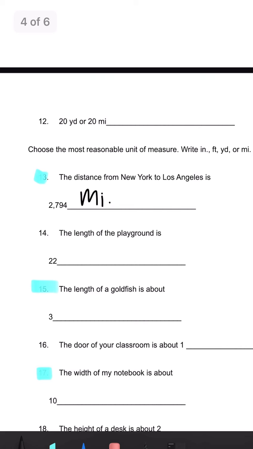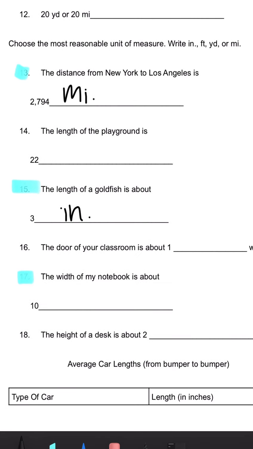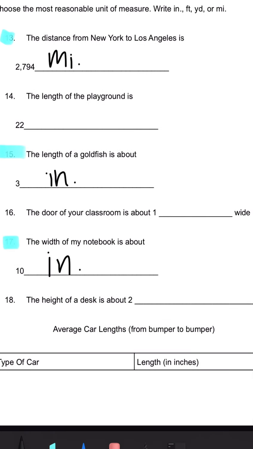Number 15, the length of a goldfish is about 3. The most likely measurement here is inches. It would be a little creepy to see a goldfish that's 3 feet or bigger. Number 17, the width of my notebook is about 10 inches because 10 inches is about 10 thumbs long.